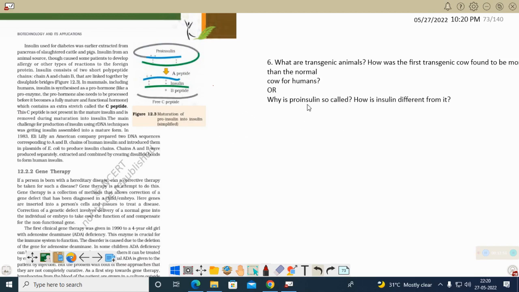Why is pro-insulin so called? It is synthesized in an inactive form, that is the reason it is called pro-insulin. And how is insulin different from it? Insulin has only A and B peptides, but pro-insulin has the C peptide also. When the C peptide is removed from pro-insulin, active insulin will be produced.